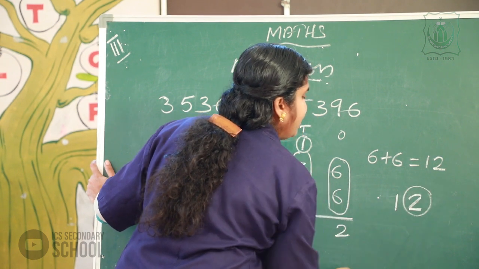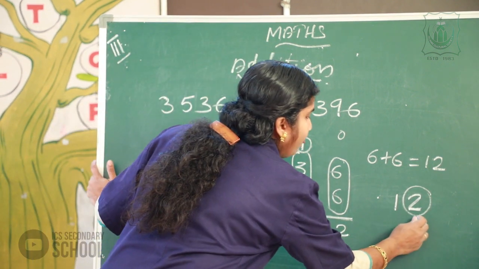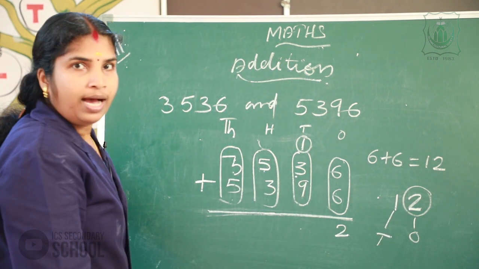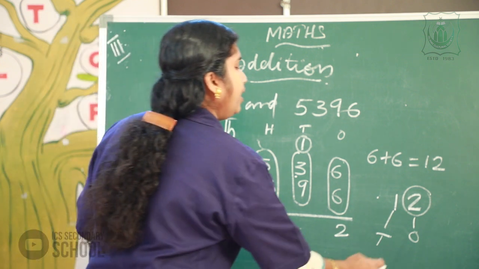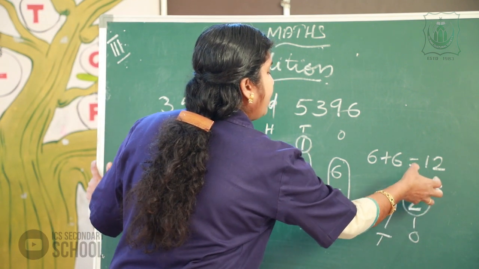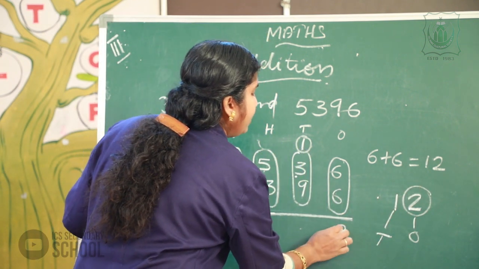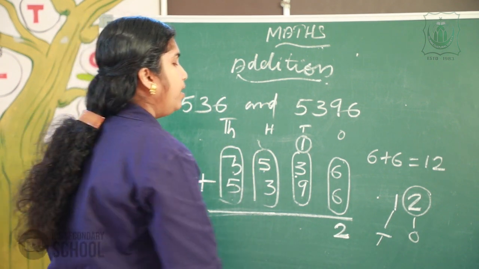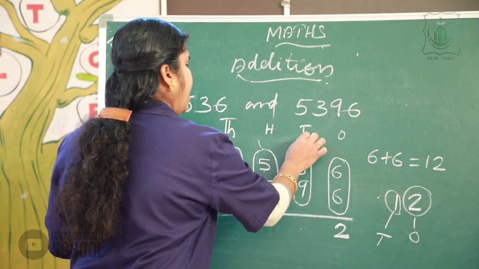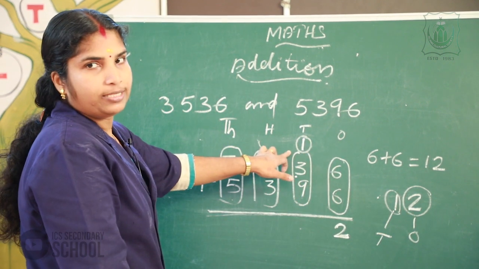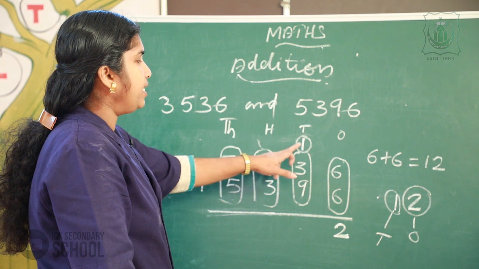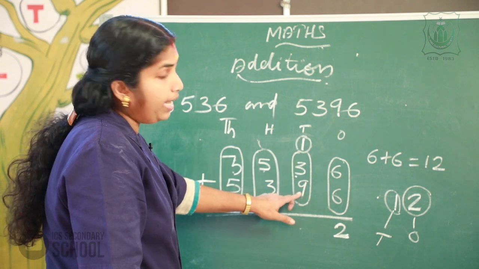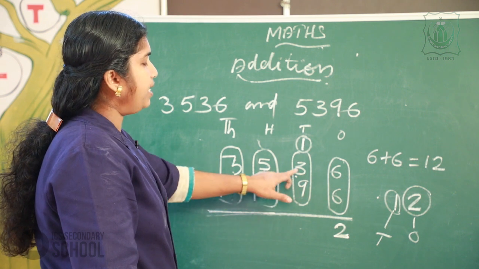We get the 12. This is the 1 place. In the 12, 2 is the 1 place, and 1 is the 10 place. Here we take the 2 and add it in the 1 place. This 1 in the 10 place is carried over to the 10 place and we add these 3 digits. 1 plus 9, 10. 10 plus 3, 13.